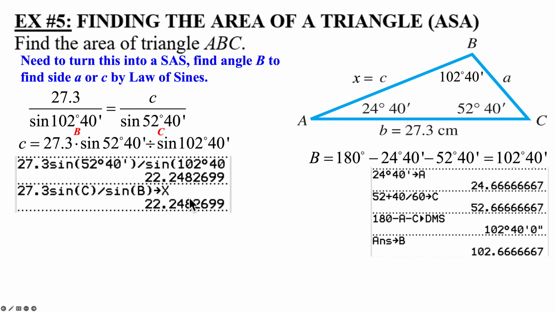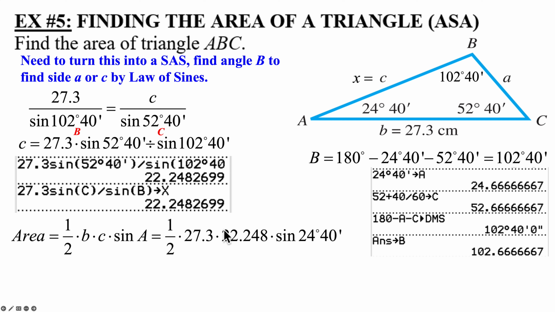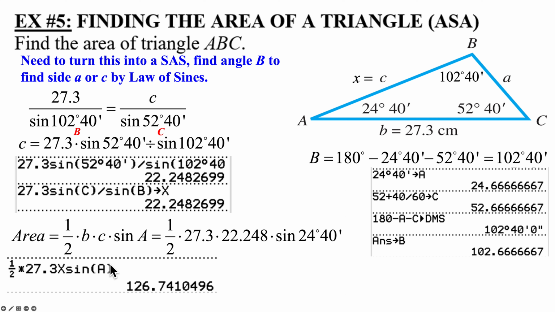Now again, I wanted to store this value because the value stored in X is going to be plugged into my area formula. So now area equals 1/2 base B times side C times the sine of angle A. Writing it all out, I opted to put 3 decimal places. This is side C, this is my angle A, but that's not what I'm going to type into my calculator. I opted for 1/2 times the 27.3. I don't have to hit the times symbol next to my X. And then times sine of angle A, which I have stored.